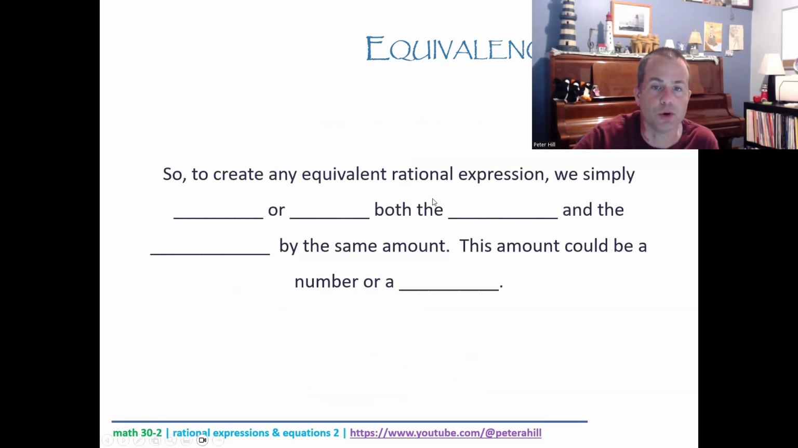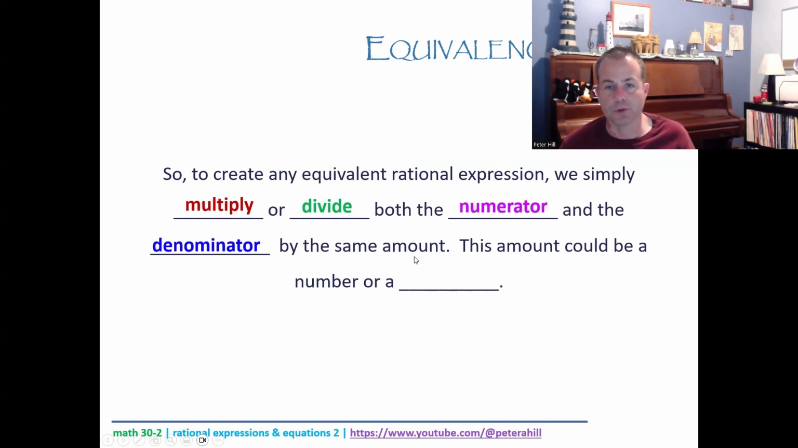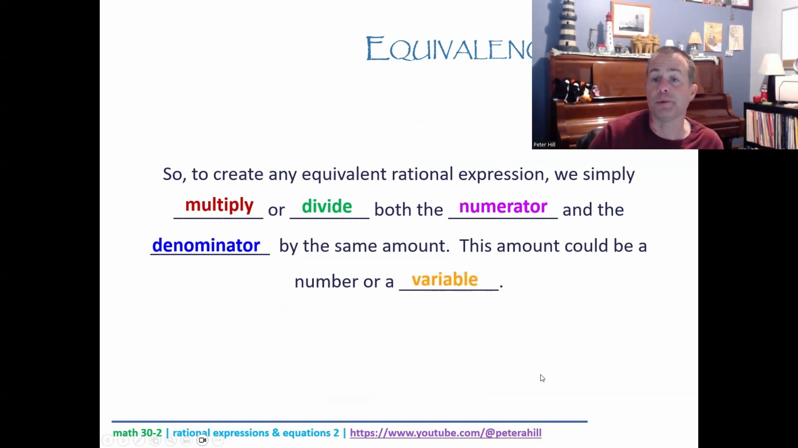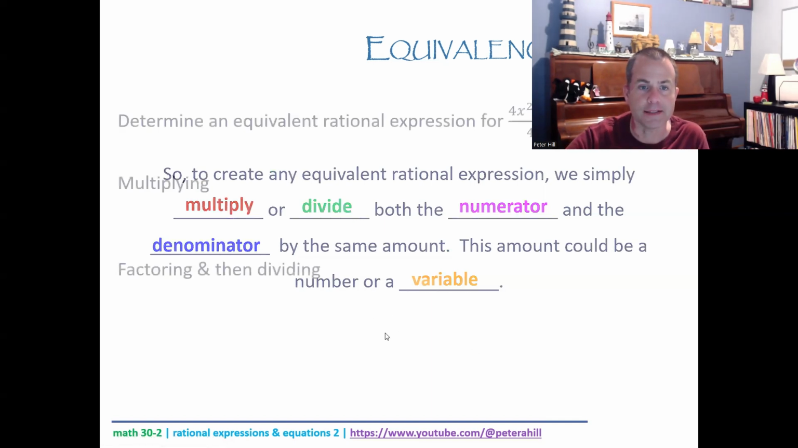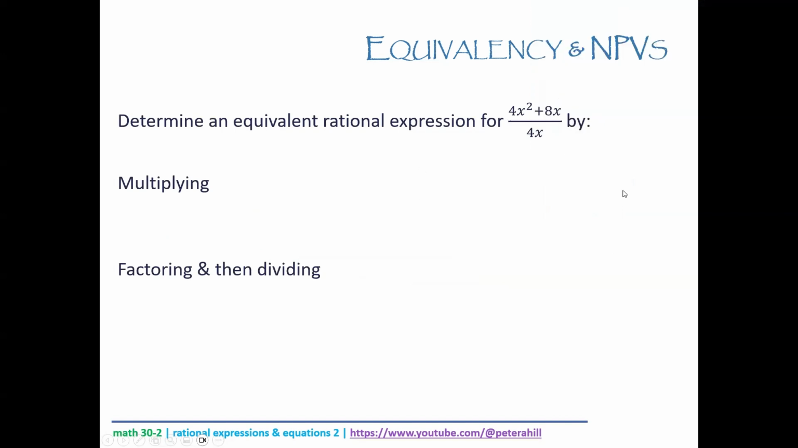Awesome. Okay, so to create rational expressions, we simply multiply or divide both the numerator and denominator by the same amount. Okay, this amount could be a number or it could be a variable, just like we did in that last example. All right, awesome. Determine an equivalent rational expression for 4x squared plus 8x all over 4x by either multiplying or by factoring and then dividing, okay?